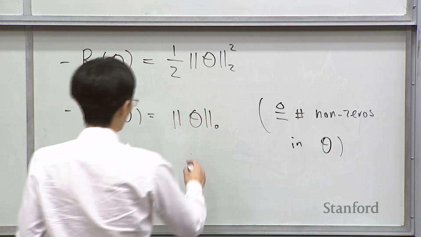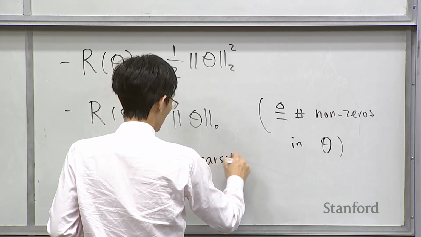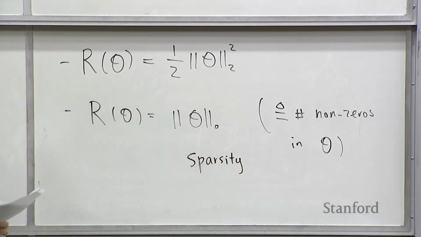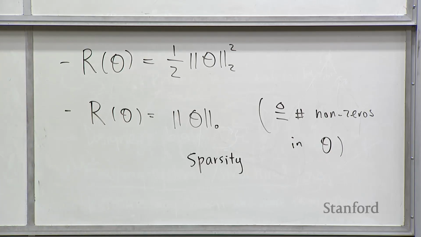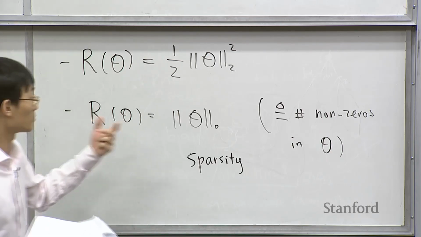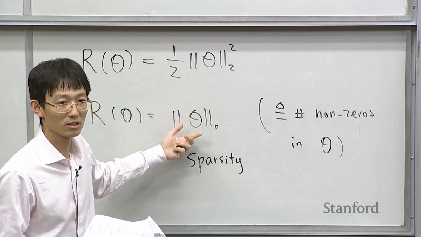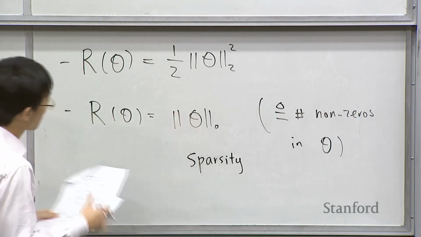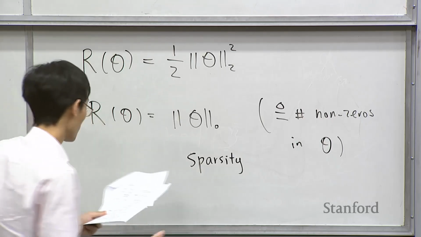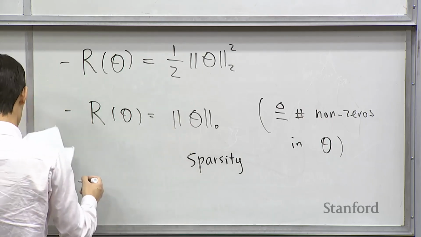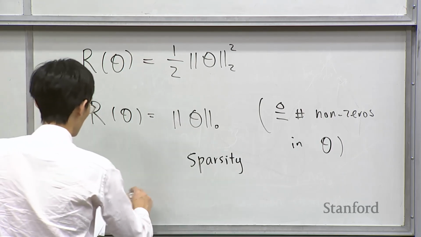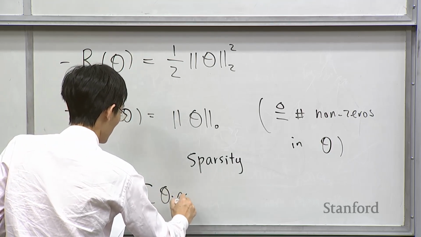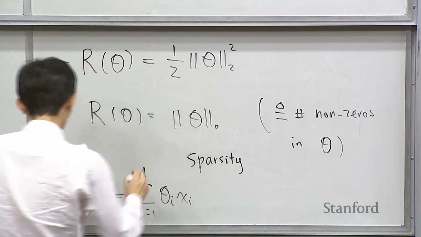And sometimes people call this sparsity, because if you have very few non-zero entries, then it's sparse. Otherwise, it's dense. So if you add this to the loss, then you're going to have a different effect. You are trying to find a model such that the number of non-zeros in it is small. And this is particularly meaningful for linear models in the following sense. If you think of theta as a linear model, then you have theta transpose x. What is this? This is really just the sum of theta i xi, i from 1 to d.